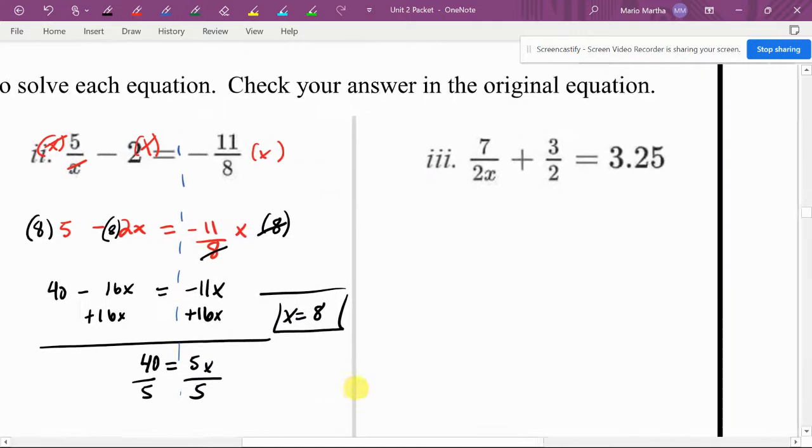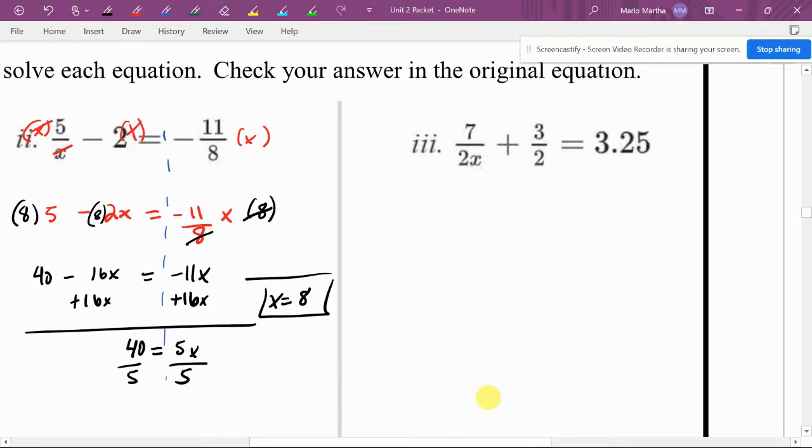And then finally, example 3, you have 7 over 2x plus 3 over 2 equals 3.25. So here, what we want to do is, again, eliminate the denominators. We can leave that as a decimal. So we're going to first multiply everything by 2x. 2x goes here, 2x goes there. So the first one is going to get eliminated.